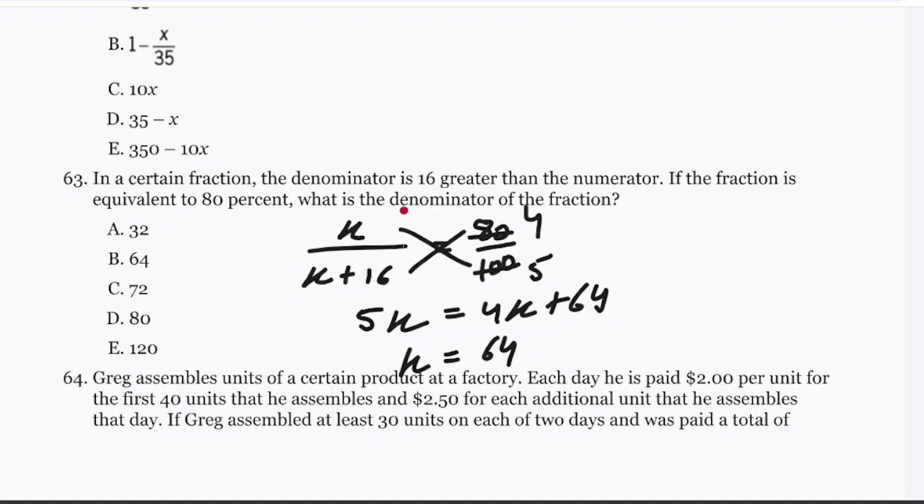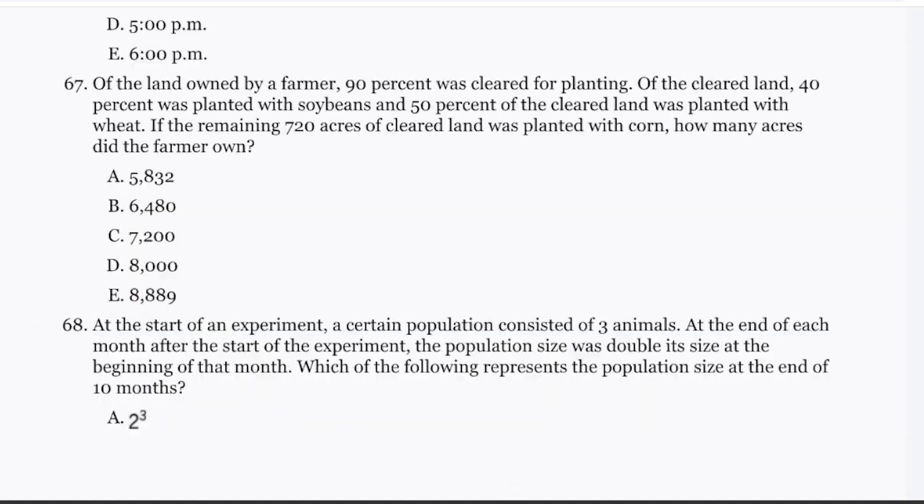Now what is the denominator? That is x plus 16. So 64 plus 16, that is 80. That is the answer I have. Okay? Answer to the numerator is 64.